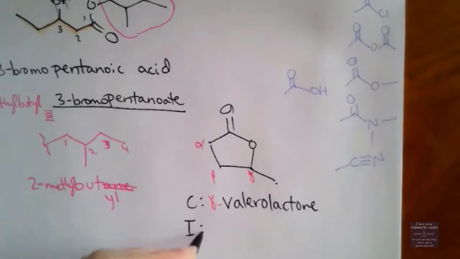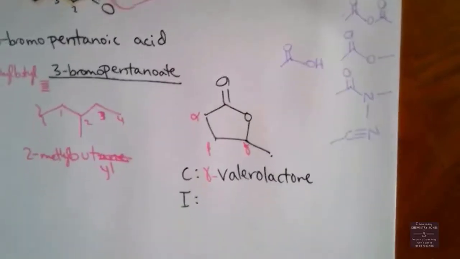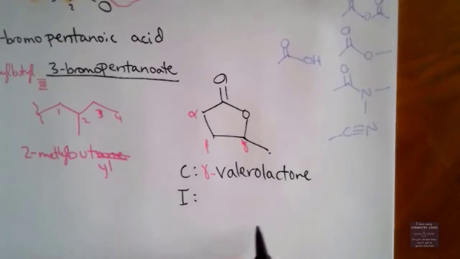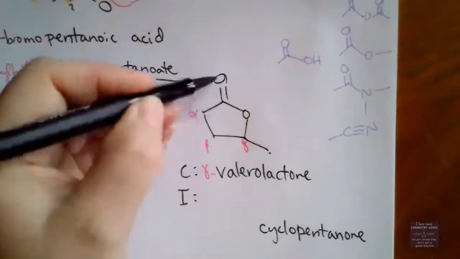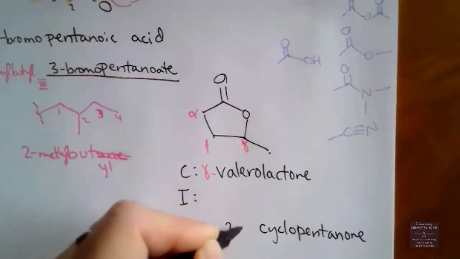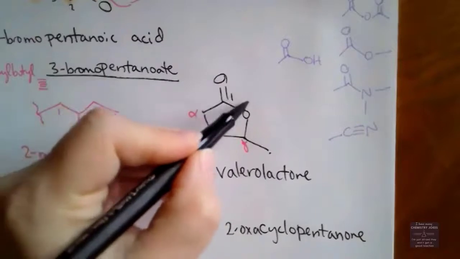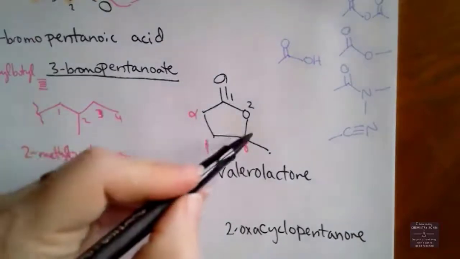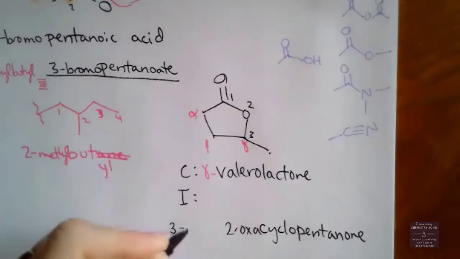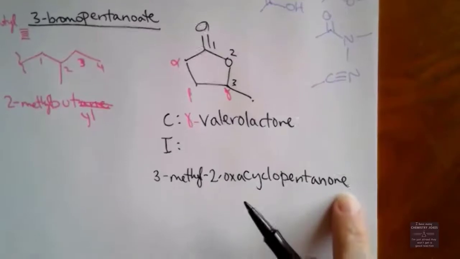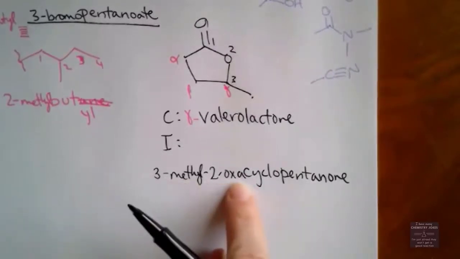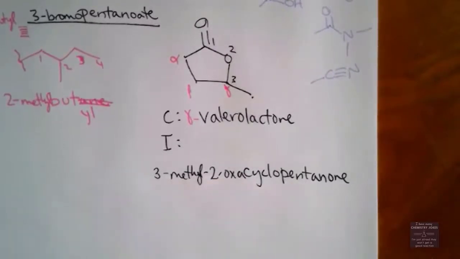IUPAC for this guy. It's a 5-membered ring. So it's cyclopentanone, to account for this carbonyl. It's a 2-oxa because all lactones are going to be 2-oxa. And then it's a 3-methyl. So this actually does not have any spaces. It's all jammed together, 3-methyl, 2-oxa, cyclopentanone with dashes in between these guys.